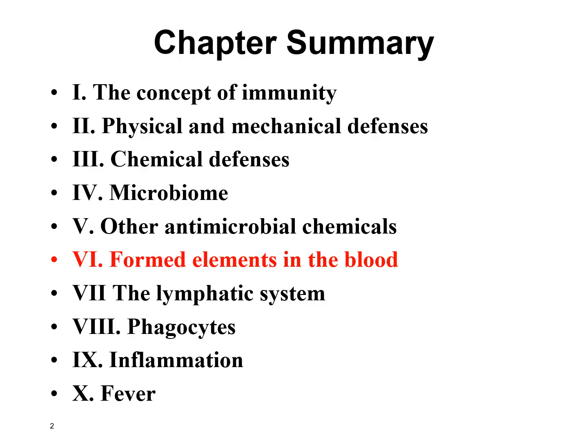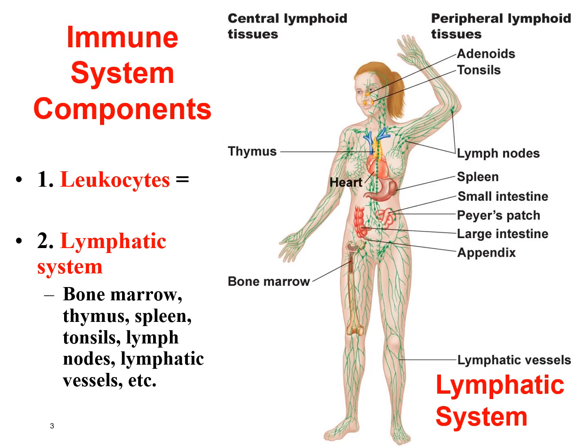We're going to take a look at the white blood cells that make up part of the immune system. So the immune system is made up of two things, the leukocytes, which are the white blood cells, and also the lymphatic system. The lymphatic system is pictured over here on the right. There's a lot of parts to it. It includes things like the bone marrow, thymus, spleen, tonsils, lymph nodes, lymphatic vessels, and so we'll look at that in another lecture.